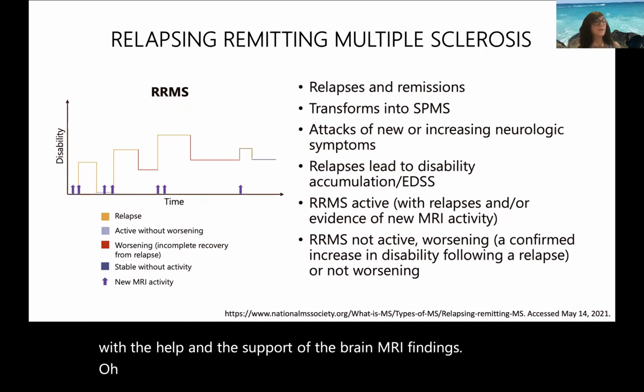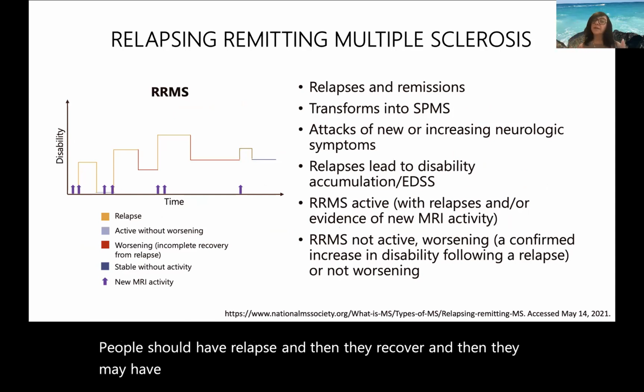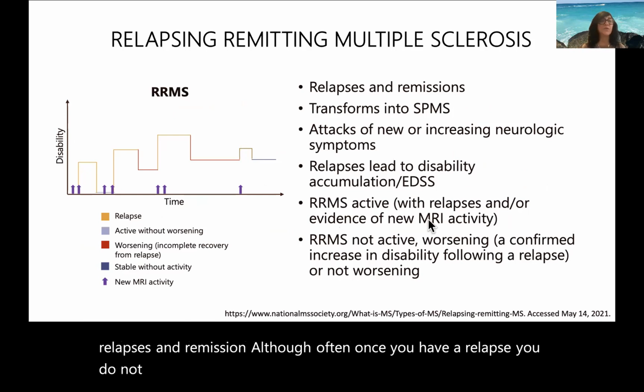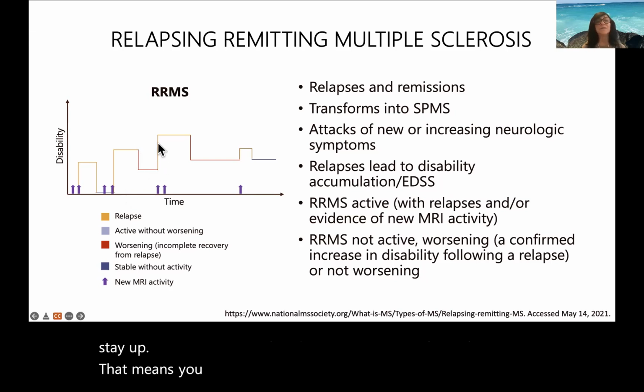RMS is one of the most common MS phenotypes that we see. People have a relapse and then they recover, and then they may have another relapse. It's an attack, and they can have relapses and remissions. Although often once you have a relapse, you do not come back to your baseline. So you can see here that you don't come all the way down to the line, you stay up. That means you accumulate some disability after each relapse.